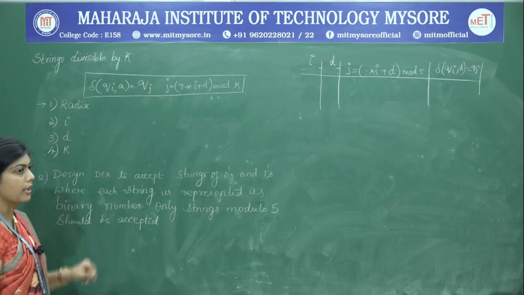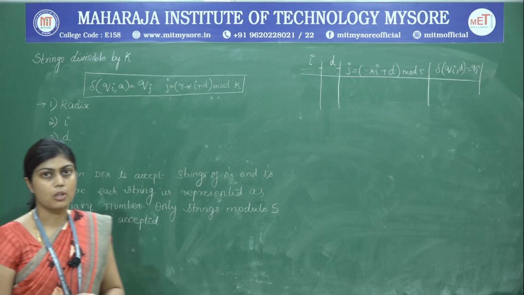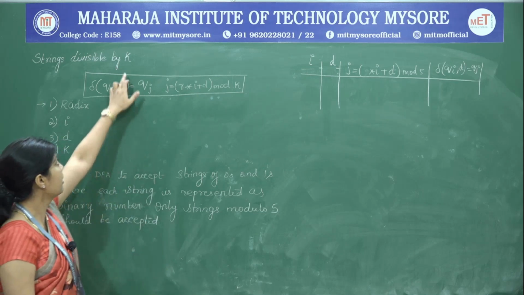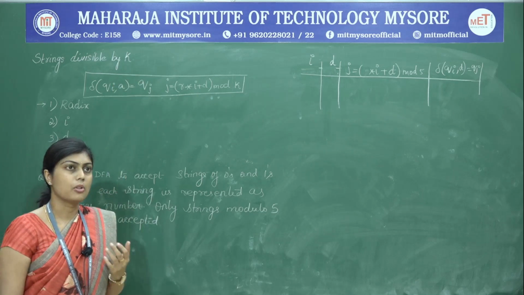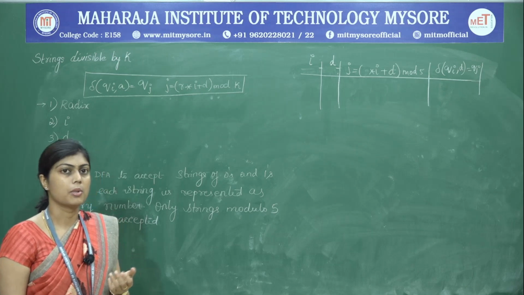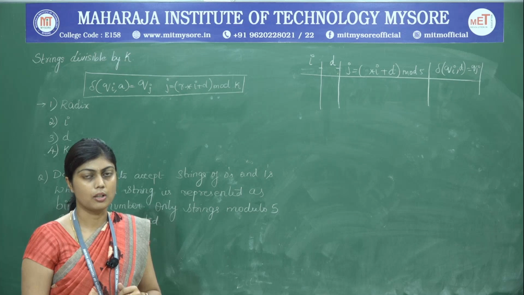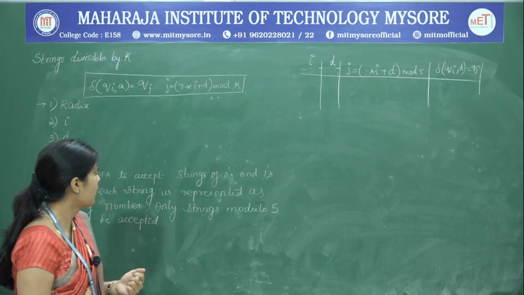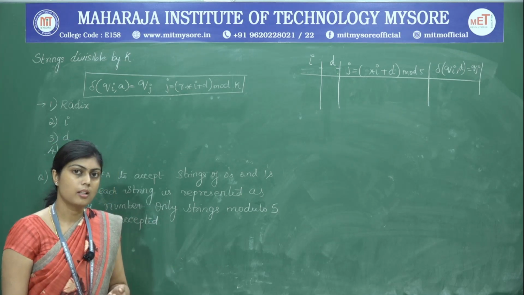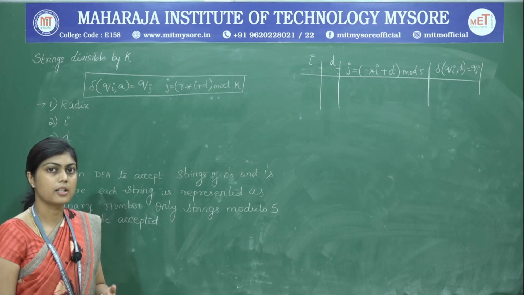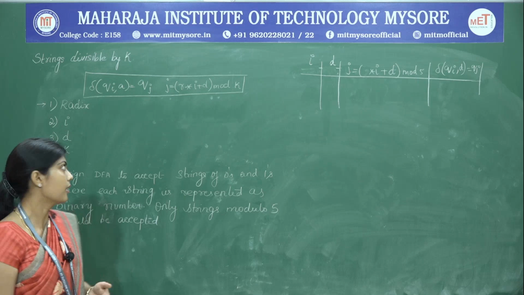Next we have to find I. I is nothing but the set of all the remainders that we are going to obtain when we divide any number by k. Therefore, if you are looking for all the numbers which are divisible by 5, then 0, 1, 2, 3 and 4 are going to be the possible remainders. And we should also remember that the remainders we have found are going to be the states of the DFA that we are going to design.